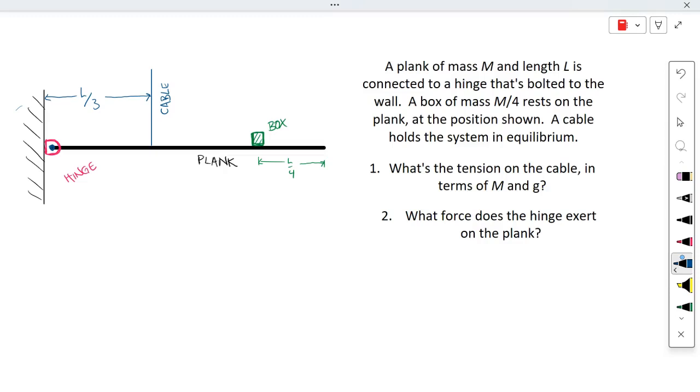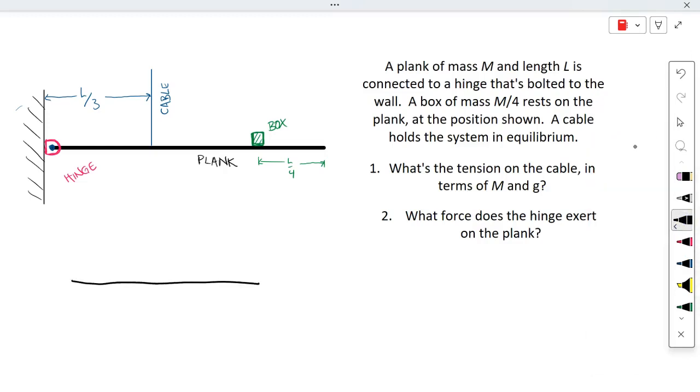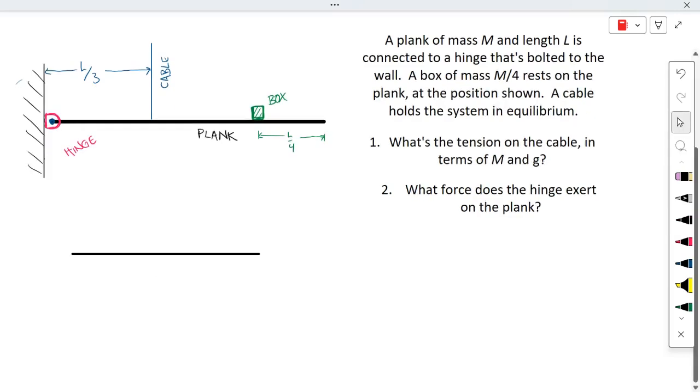So, I'm going to draw a separate free body diagram, and I want to show you the way to handle a couple of things. Specifically, one of them is this: what's going on with this box? There are a couple of things we have to deal with. One is the box. So look, here's the box. I'm not saying the box is over here, but that's the box.